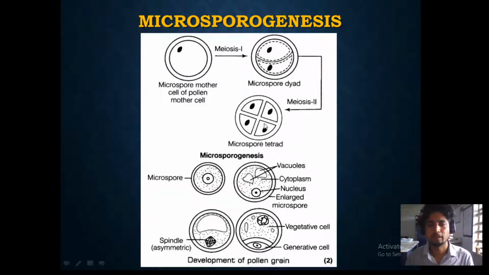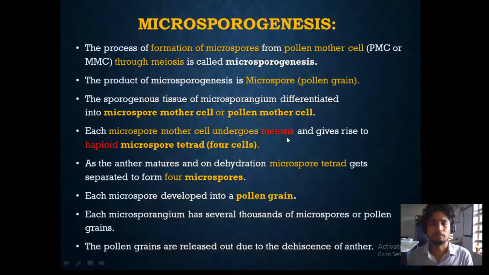Tetrad means there are 4 microspores present within a single cell. These spores are together, collectively in a single form. So they are the microspore tetrad. The sporogenous tissue of the microsporangium is differentiated to form the microspore mother cell, and this undergoes meiosis to give rise to the microspore tetrad. Here, very important, we said that gametogenesis is associated with meiosis. So the meiosis process comes here again before formation of the gametes. The gametes are nothing but the microspores.